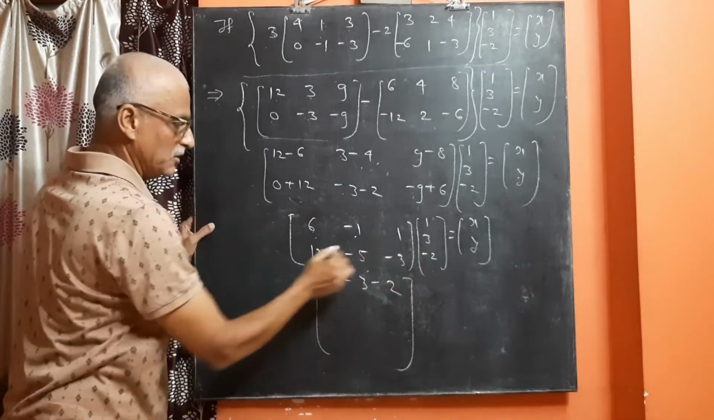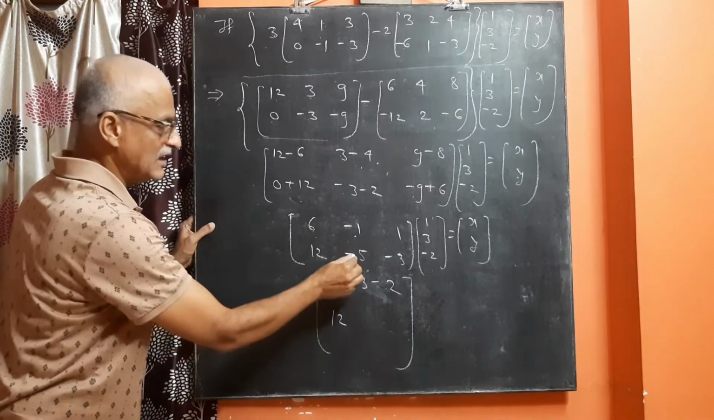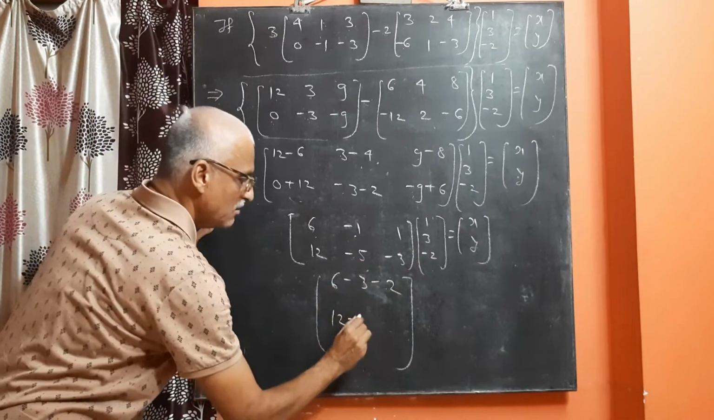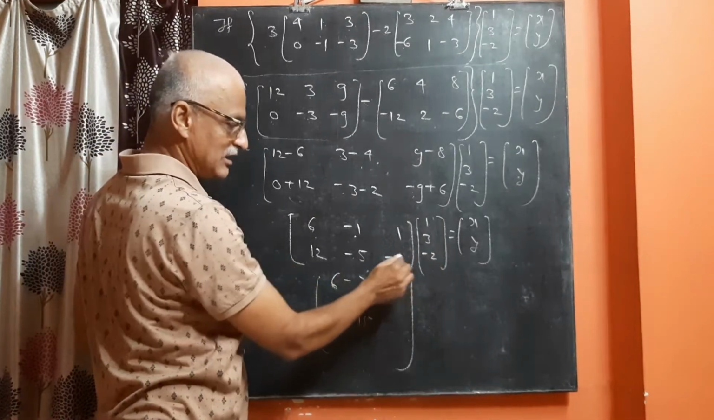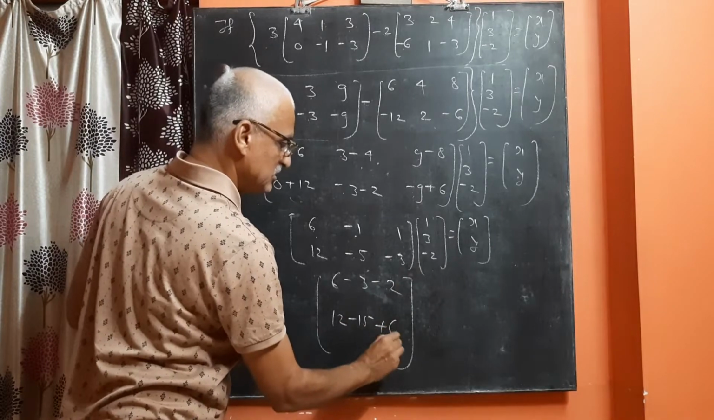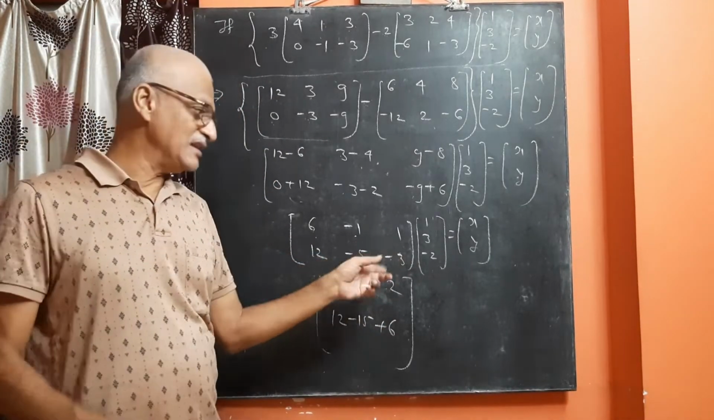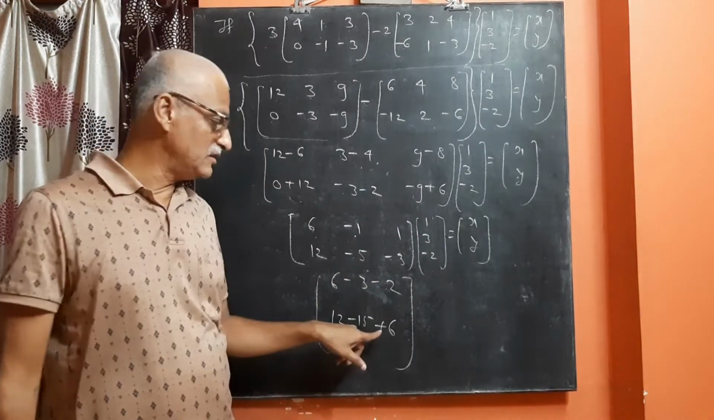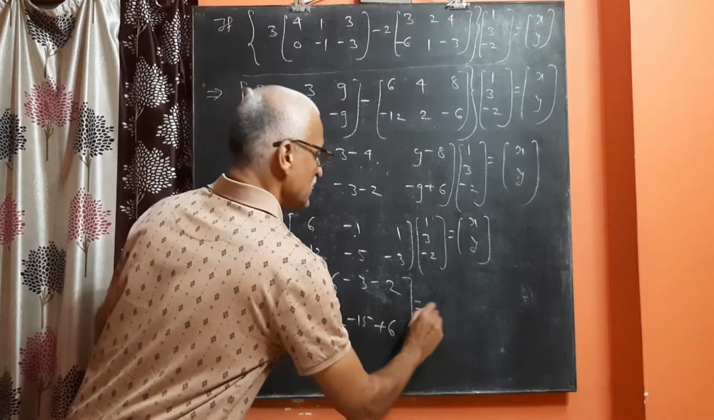Second row into that column: 12 into 1 is 12, minus 5 into 3 is minus 15, minus 3 into minus 2, that is minus into minus, which is plus, 3 into 2 is plus 6. Mostly students make a mistake here. Minus into minus is always plus, so that will be plus 6, equals x into y.